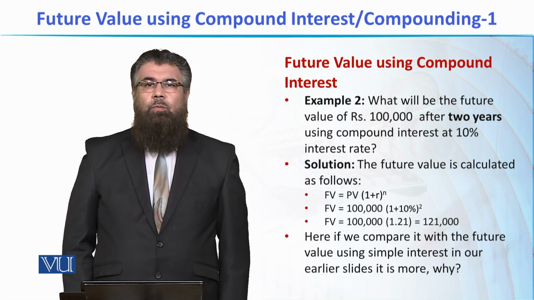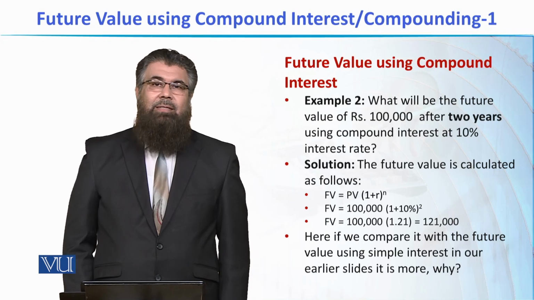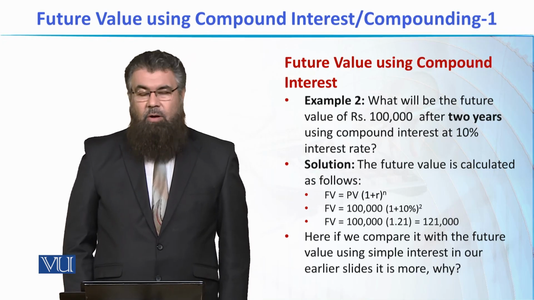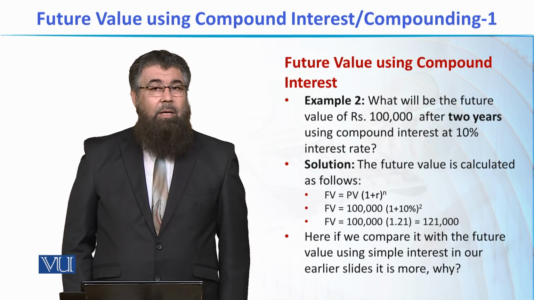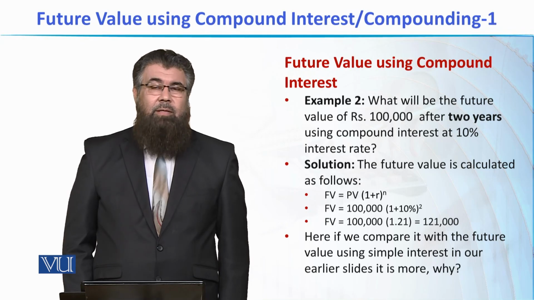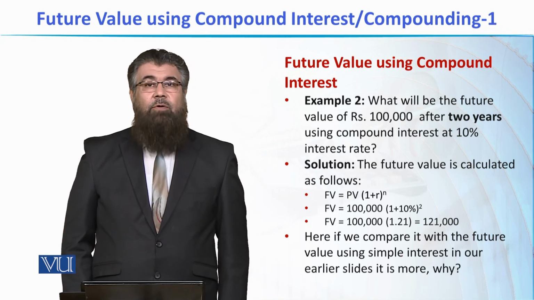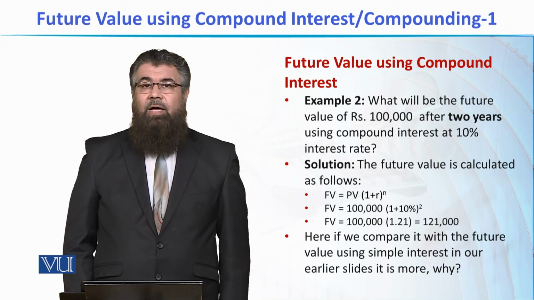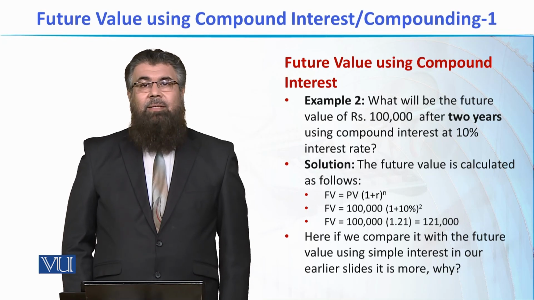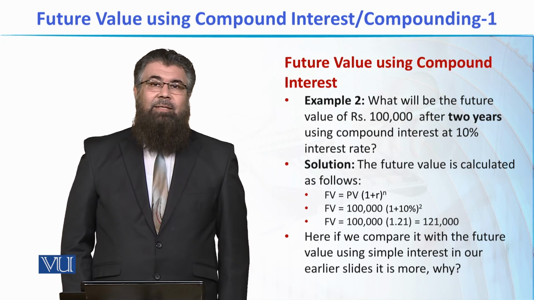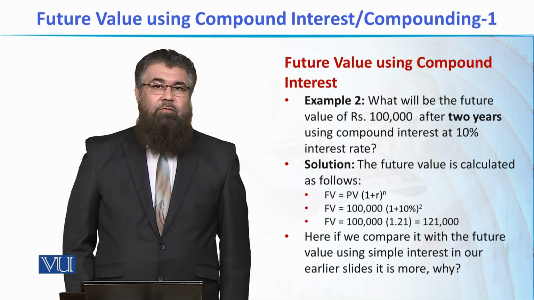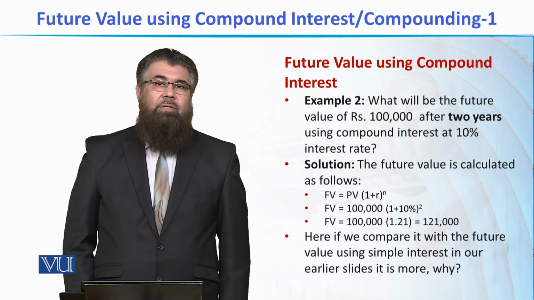Again, I would like you to refer back to the answer of future value with simple interest. The answer was 120,000. And here we have got the answer equal to 121,000. Why do we have got a greater future value? The answer is the same that we discussed earlier, that in the second year, we also earned interest on interest. That is what compound interest is.